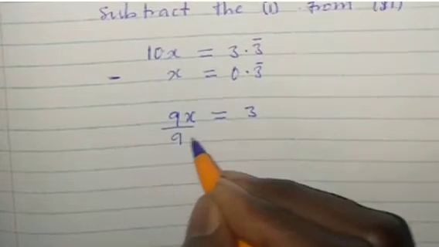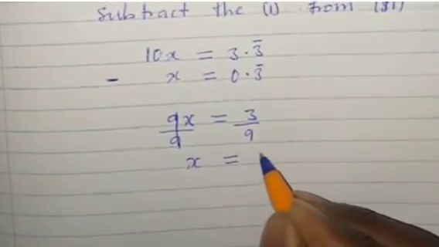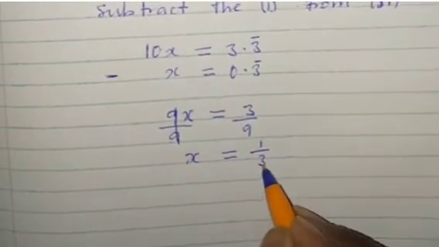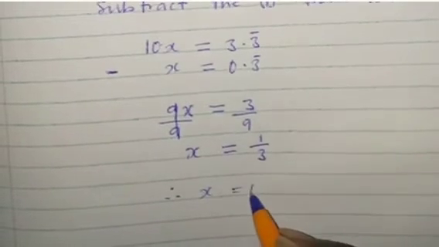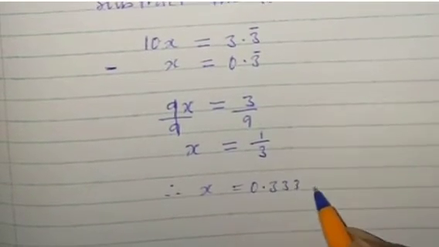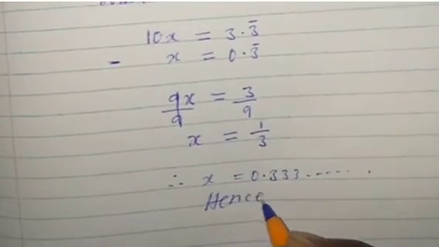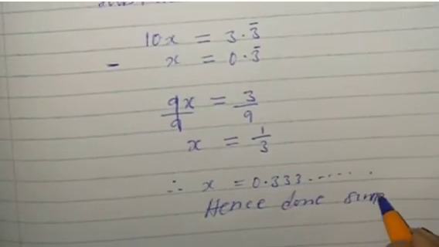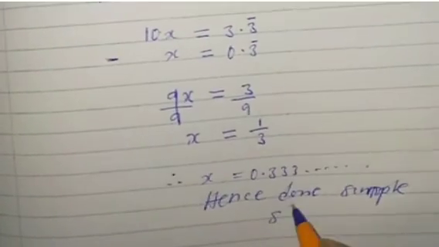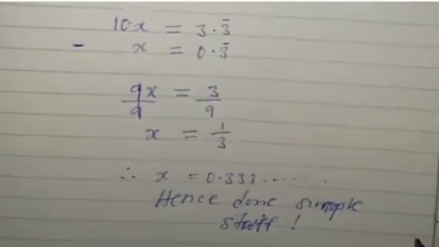So you divide throughout by 9, and also here by 9. Then this gives you 1 over 3. If you take this into that, you're going to understand that your x is equal to 0.33 continuously, just like that. Hence, done. This is simple stuff. That's the meaning here.